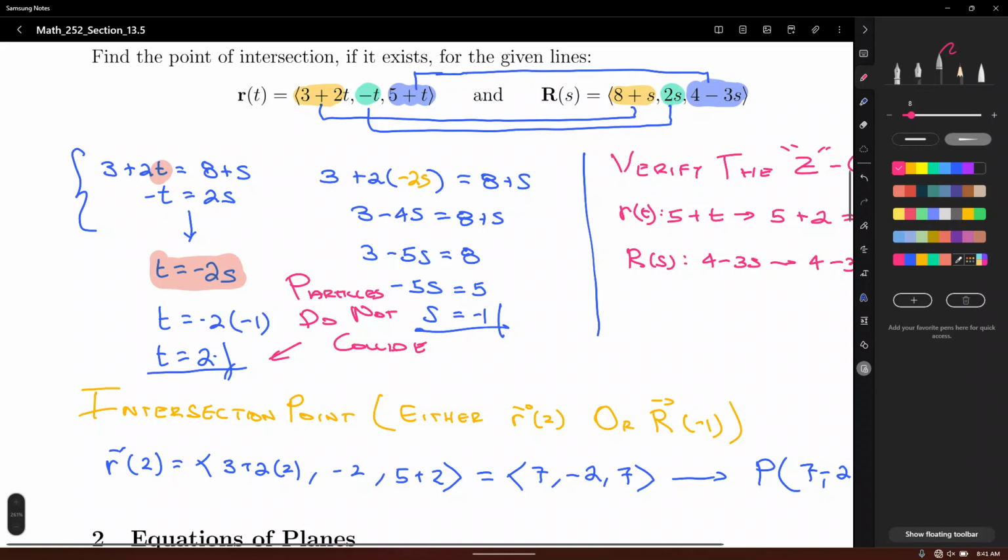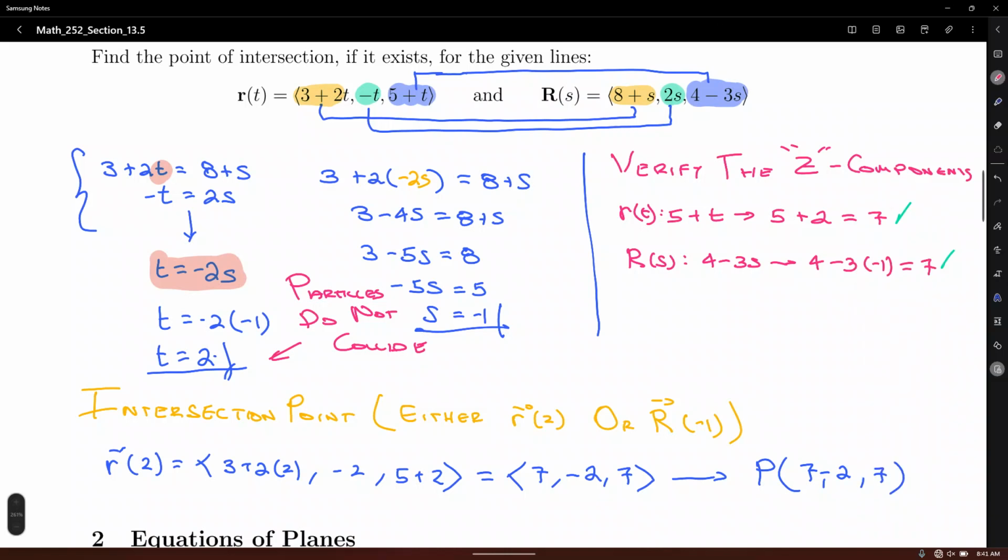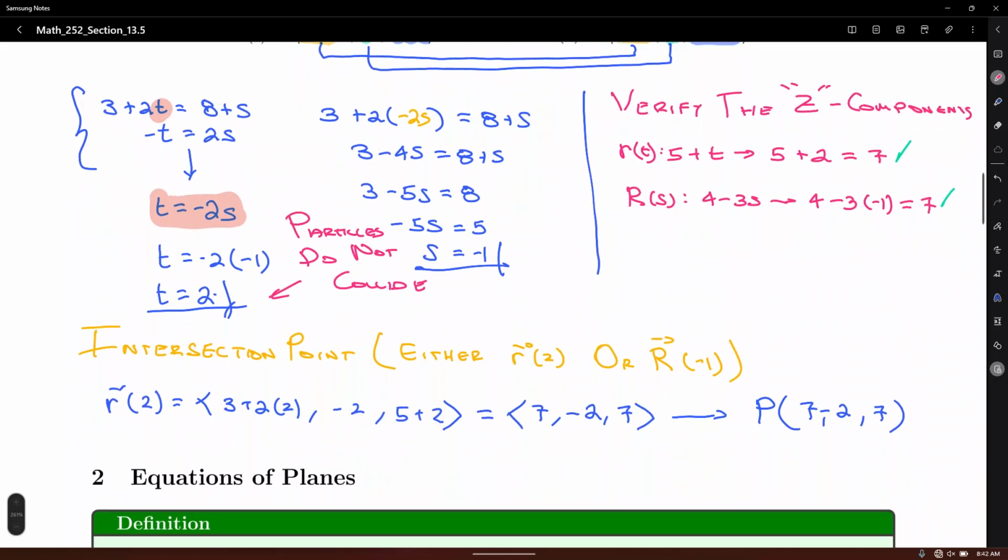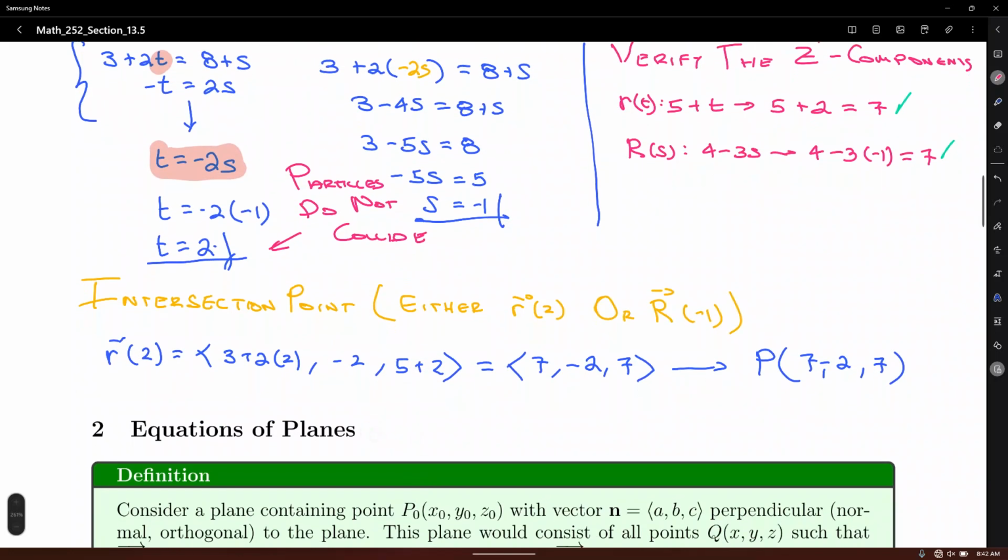Unless we had t equals 2 and s equals 2, or t equals -1 and s also equals -1. So if we had a timer, so to speak, that means the particle going along R of t is going through the intersection point after 2 seconds, while the particle going along R of s is going through the intersection point at -1, that is 1 second before. That's kind of weird for a negative time, but even though it's s, technically it's also time. We're just using two different variables to distinguish between the two vector valued functions.